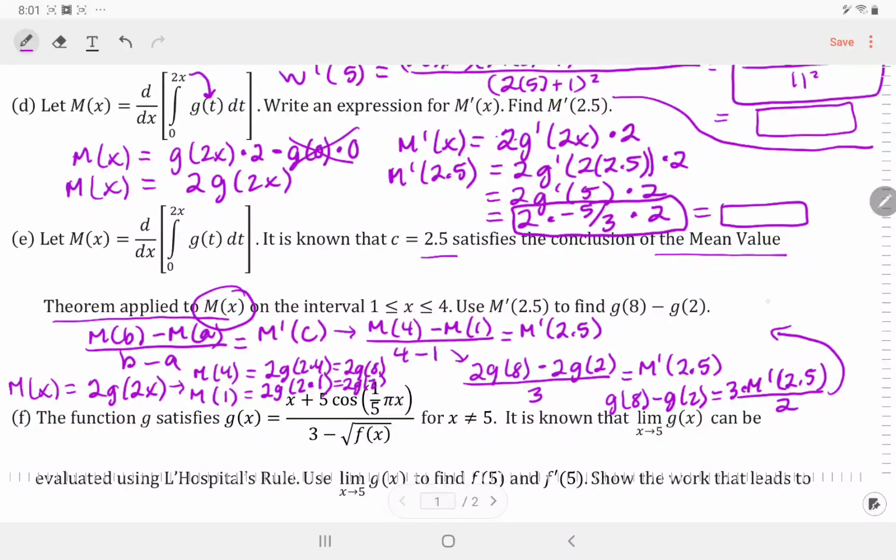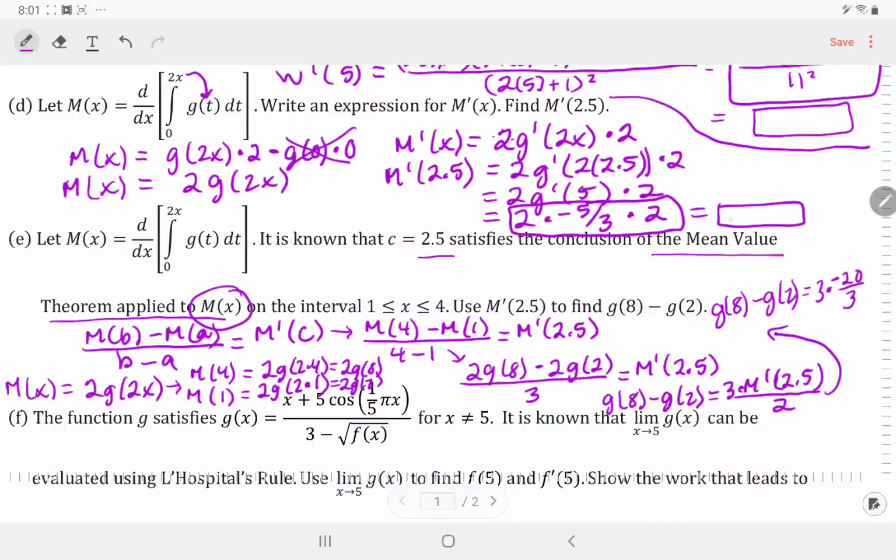So let me draw this up here. So g of 8 minus g of 2 is 3 times the answer I just got in part D, which is negative 20/3, over 2. We'll put the over 2 here. So that would be negative 10 is g of 8 minus g of 2.